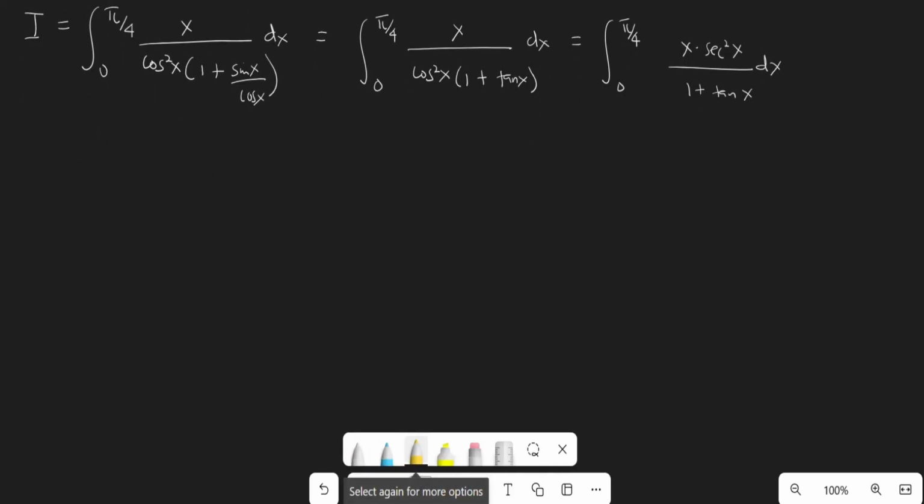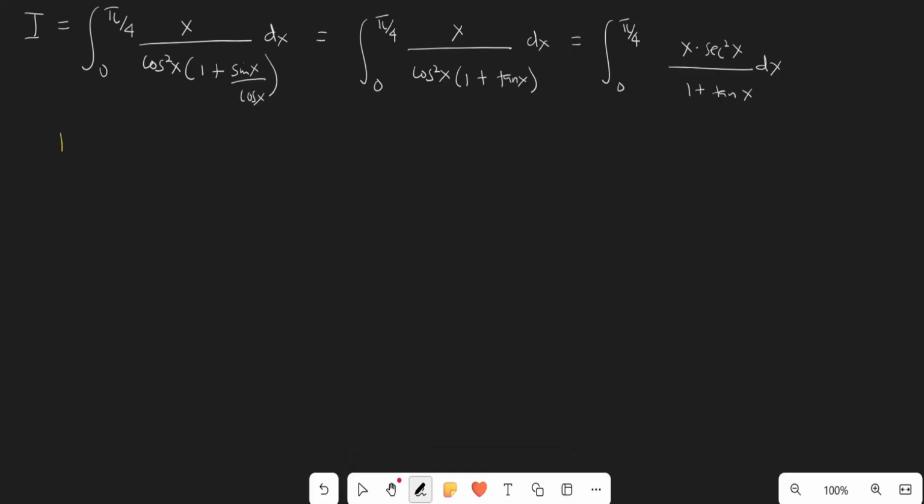So the integration by parts, I'm going to do it here. D for differentiation and I for integration. I am going to differentiate x. So I have plus and next one is minus. Differentiating x is just 1. And I'm going to integrate the rest. The rest is secant square of x all over 1 plus the tangent of x, like this.